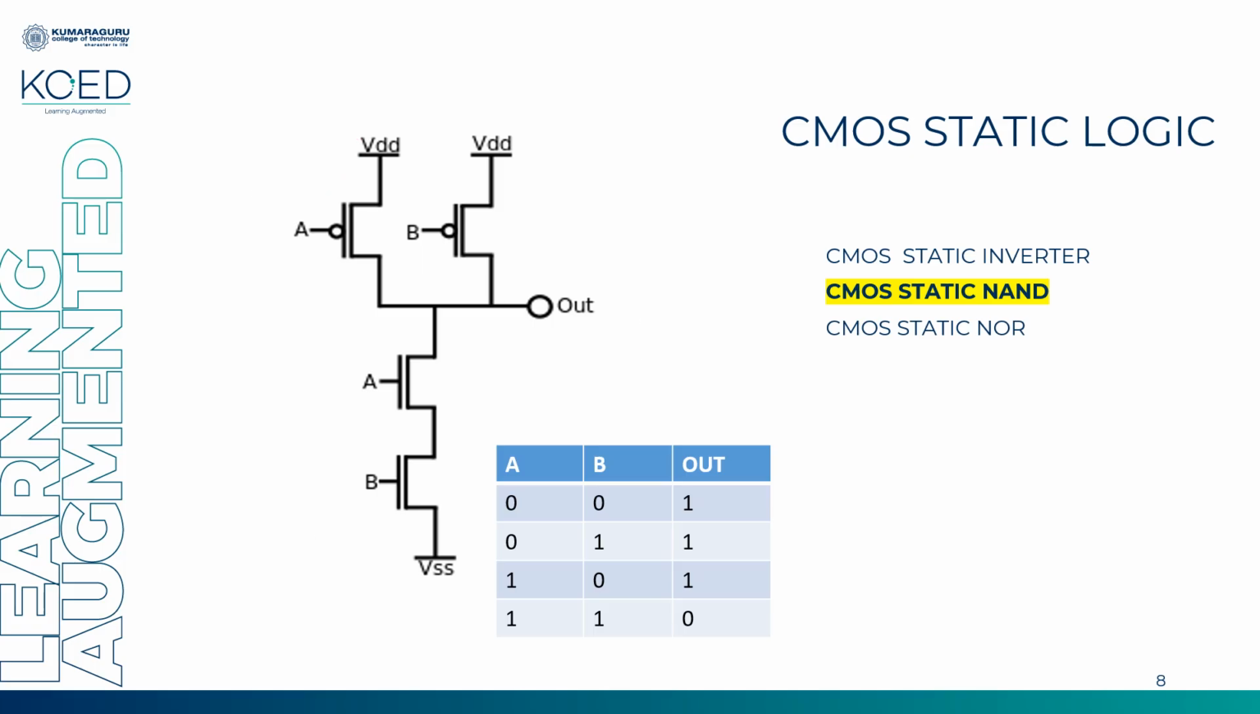Next I have 1 and 0. A is 1, B is 0. So what happens when my A is 1 and B is 0? This transistor is in on condition. This transistor is in on condition. Similarly, here I have a path from VDD to output, so the output is high.